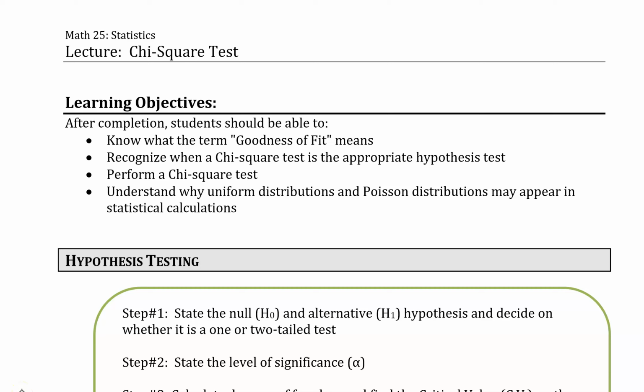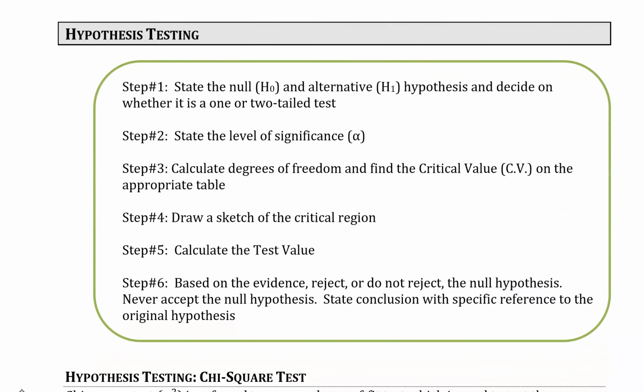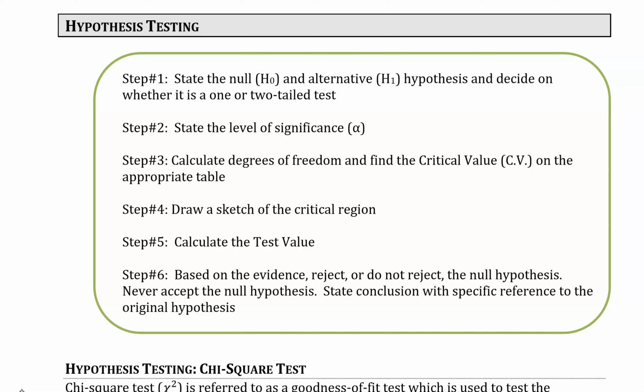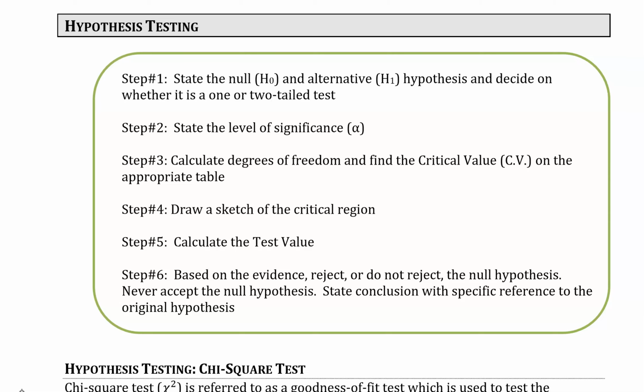Hi everybody, this is our lecture video on the chi-squared test. So again, just like the F and the T, chi-squared test is a hypothesis testing procedure. So we want to get through steps 1 to 6 and go through that process for the chi-squared test.